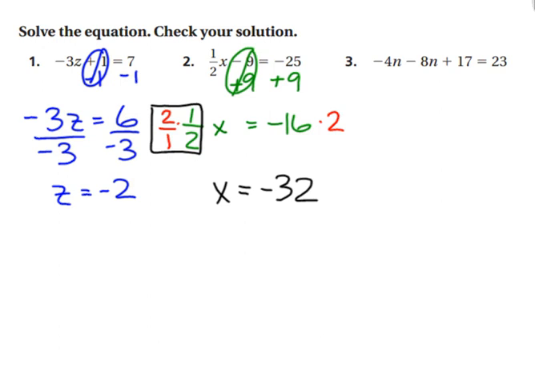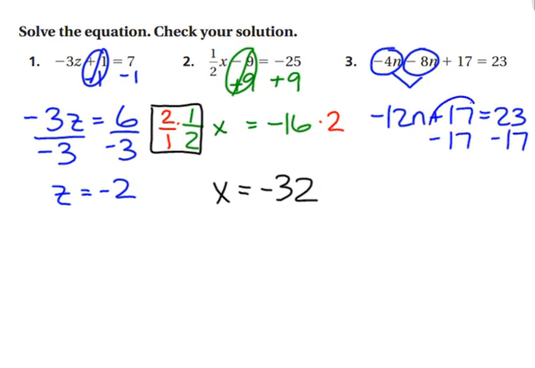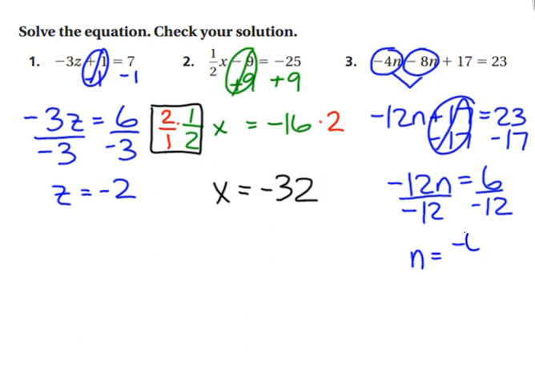All right, third one, we need to combine negative 4n and negative 8n. Together, that's negative 12n, and then plus 17 equals 23. Next, we'll subtract 17 from both sides. So negative 12n equals 6. Finally, divide by negative 12. And so n is equal to negative 6/12, or if you simplify it, negative 1/2.